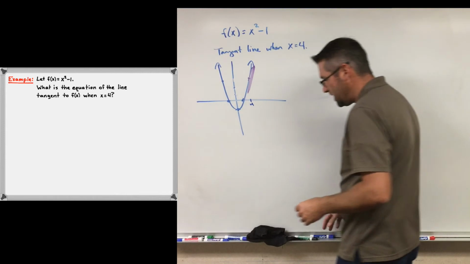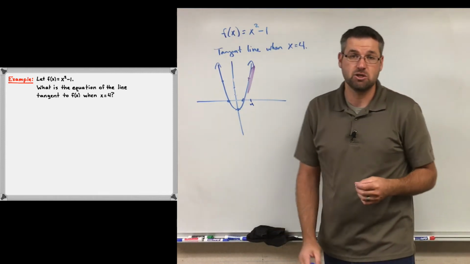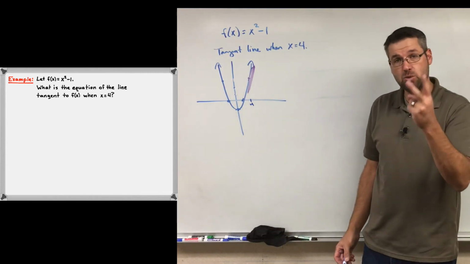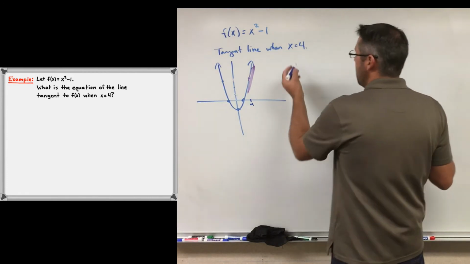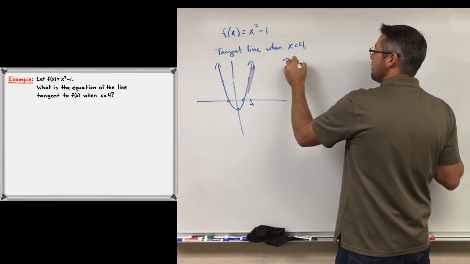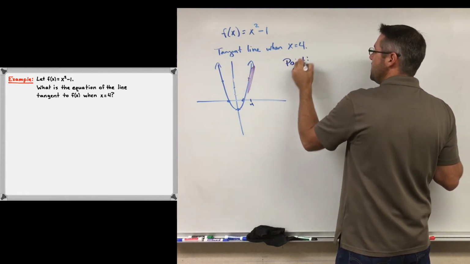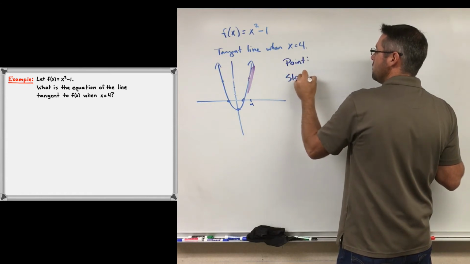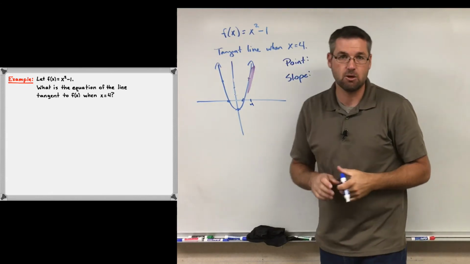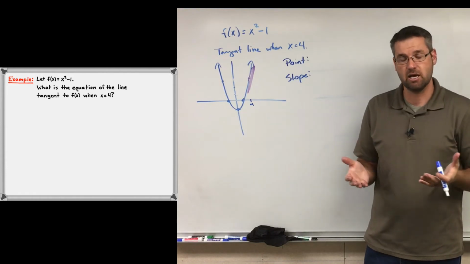What do we need in order to find the equation of a line? We need two things. We need a point and we need a slope. Those are the two things we need in order to create the equation of a tangent line.